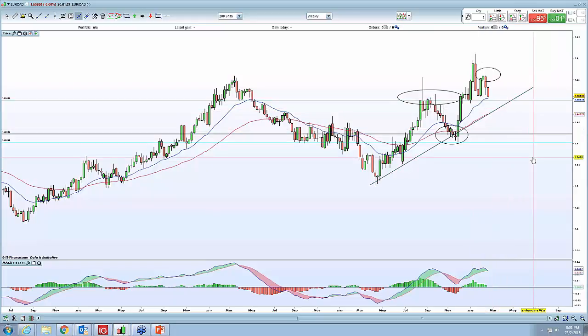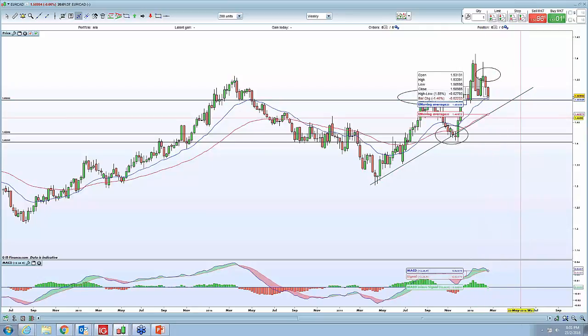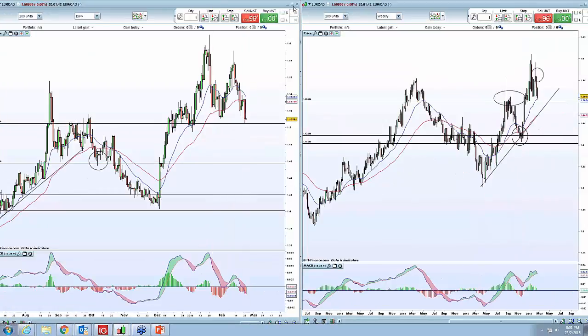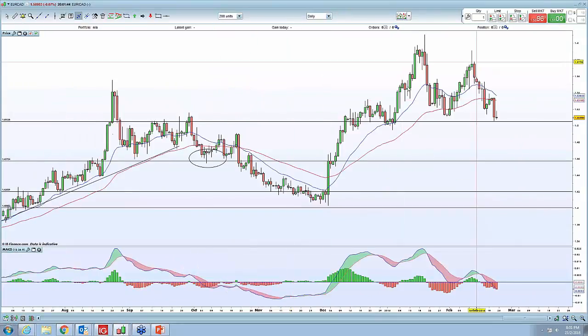So Alvin, the EuroCAD uptrend for me, the legs are not there anymore, but I'll be keen to see what happens at 150. This is a very key support, but again, I wouldn't touch this pair as well because the trend is not the clearest. There are better pairs out there because look at the daily chart. For me, it's just a mess.